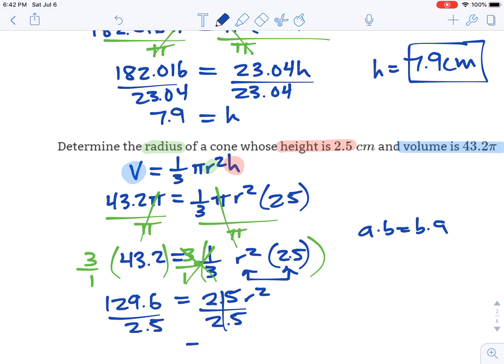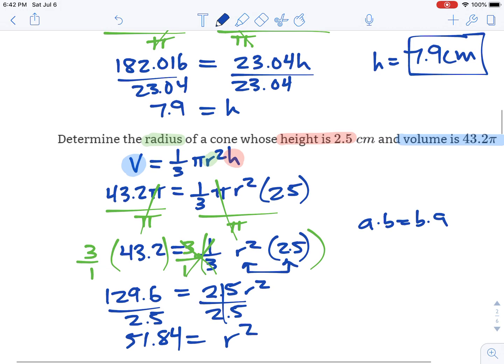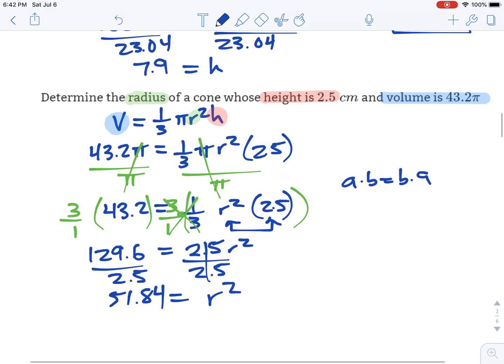To get, again, I'm trying to get r by itself. This will give us r squared, so we're almost there. So 129.6 divided by 2.5 gives us 51.84. And we're almost there. We've got one step left. To undo a square, we're going to use the square root. We're going to square root both sides here.